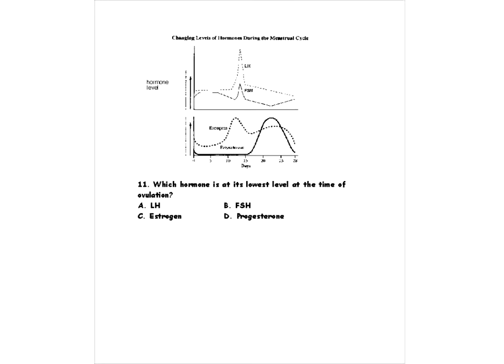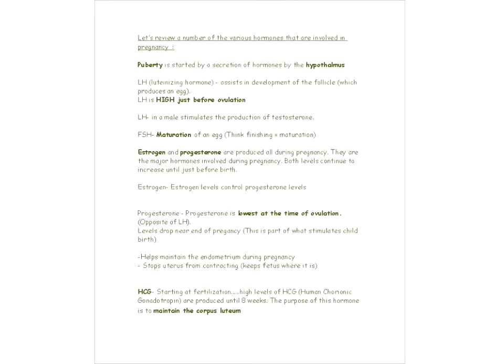All right, so the next question says, which hormone is at its lowest level at the time of ovulation? Is it LH, FSH, estrogen, or progesterone? I'm just going to recap a little bit about different hormones involved in pregnancy. First of all, puberty is started by the secretion of hormones by the hypothalamus. Now getting into the hormones, luteinizing hormone assists in the development of the follicle, which produces an egg. LH is high just before ovulation.